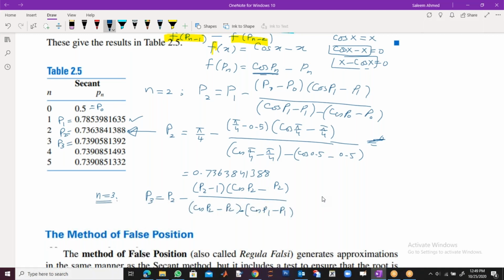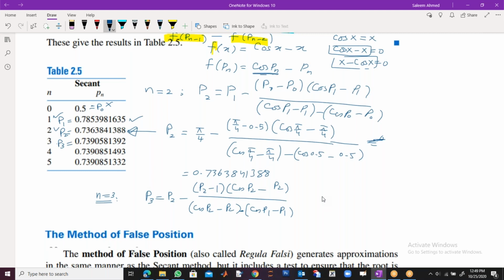0 will become 1 and 1 will become 2. You see, 0 will become 1 here, 1 will become 2. So on the left side, you will get 3. Okay, so now P1 and P2. So you will not use 0 now. I don't need this now. I need P1 and P2 to get P3.